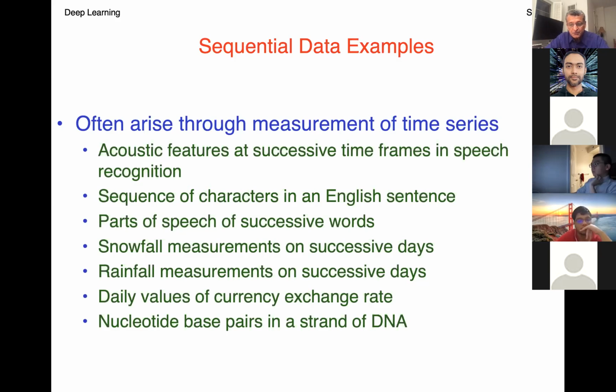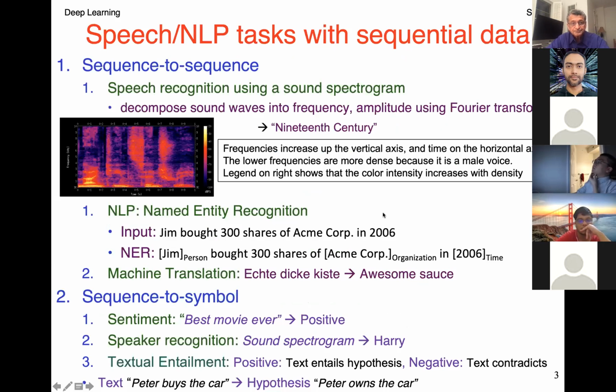When you have successive words typed in, what part of speech is it: a noun, a verb, an adjective, an adverb, and so on. Snowfall measurement on successive days, rainfall measurement on successive days, daily values of currency exchange rate. All right, so one could have a process of what is happening to the dollar versus the euro rate or something like that. And nucleotide base pairs in a strand of DNA. So that's another sequential data.